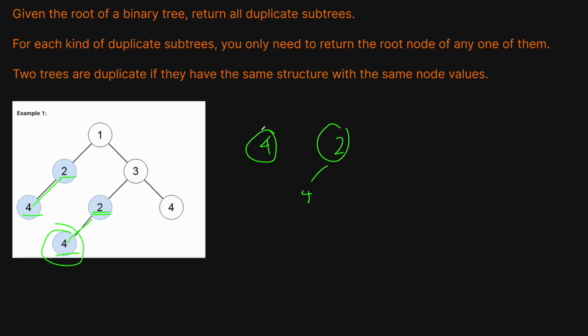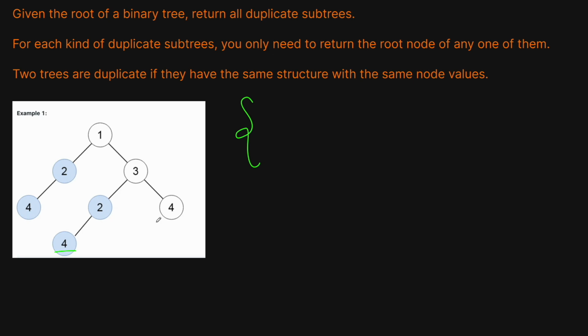But how do we actually solve this question? Well, what we want to do is actually quite simple. We're going to do a post-order depth first search, and we want to do this in a bottom-up manner. So we're going to start at the bottom, and we want to basically hash the tree that we've seen so far. So we're going to maintain a hash map, which basically keeps track of our tree.